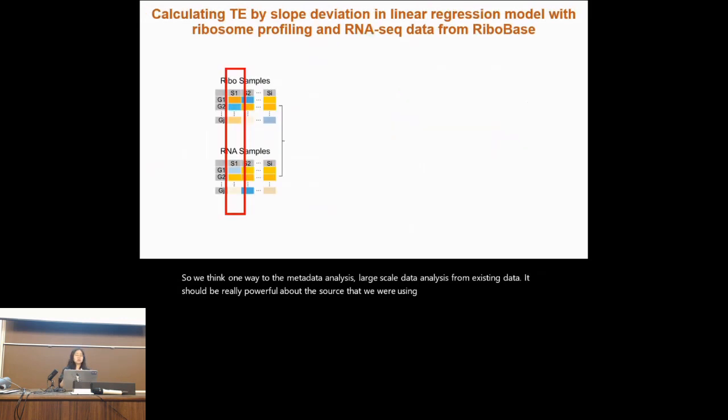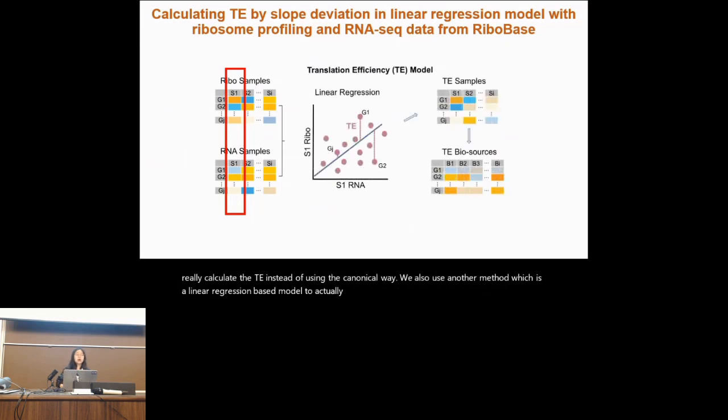After that is the step to really calculate the TE. Instead of using the canonical way, we also use another method, which is a linear regression-based model, to use the residual as the TE. In this method, instead of dividing the ribosome profiling signal directly by RNA-seq, we try to avoid the unwanted spurious correlation between TE and RNA-seq signal. And then we want to see how informative our TE score is with respect to actual biological information.